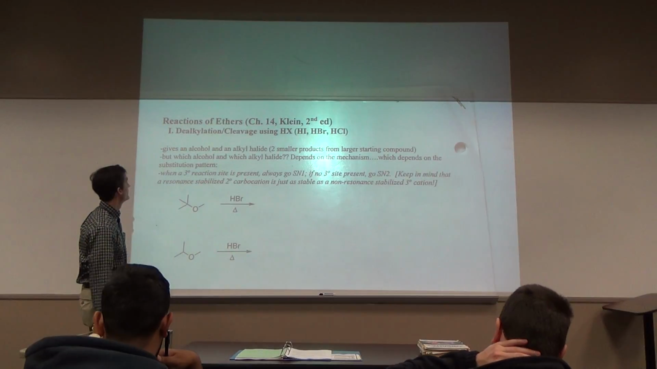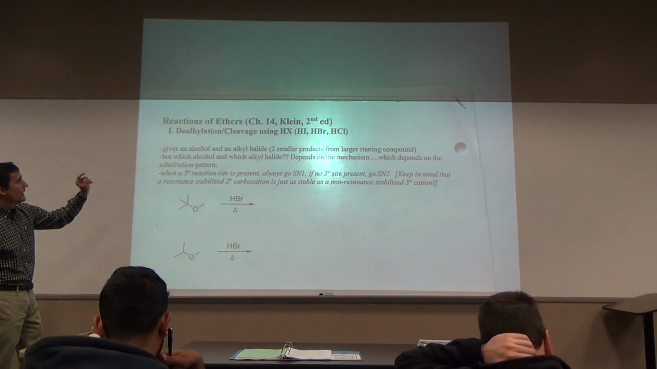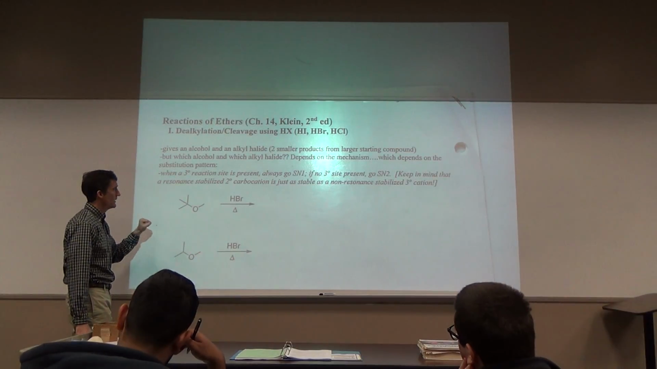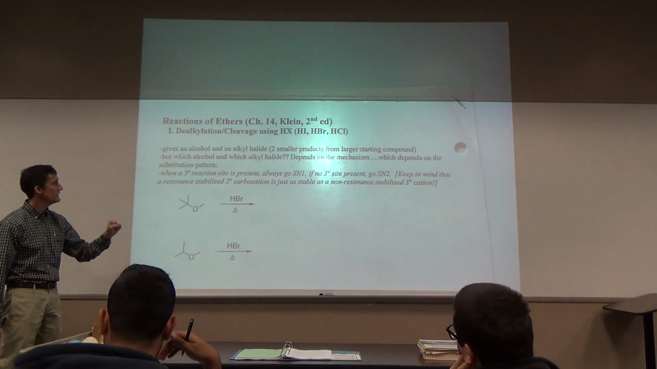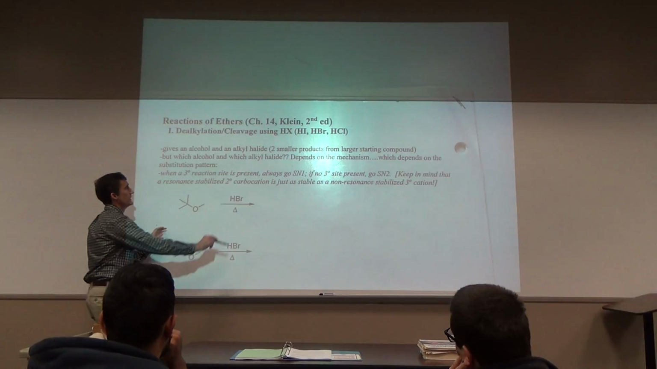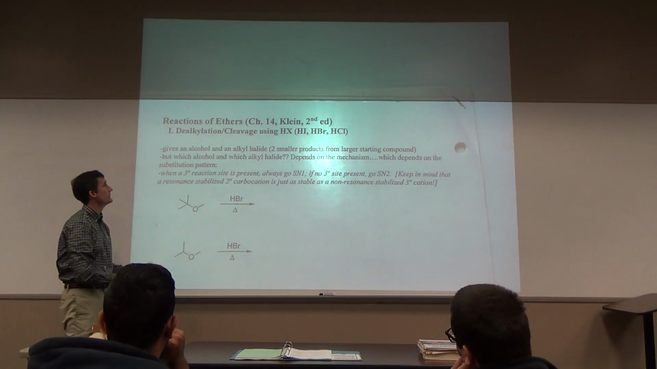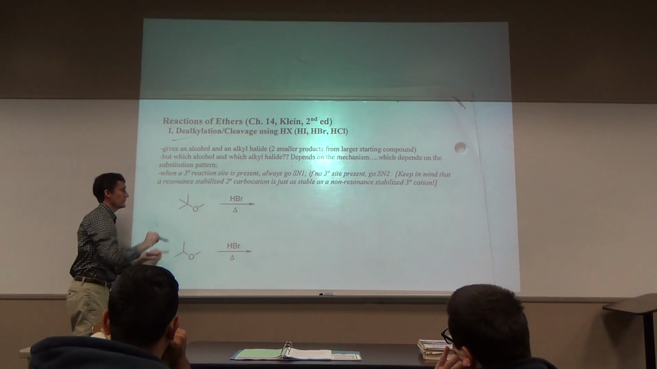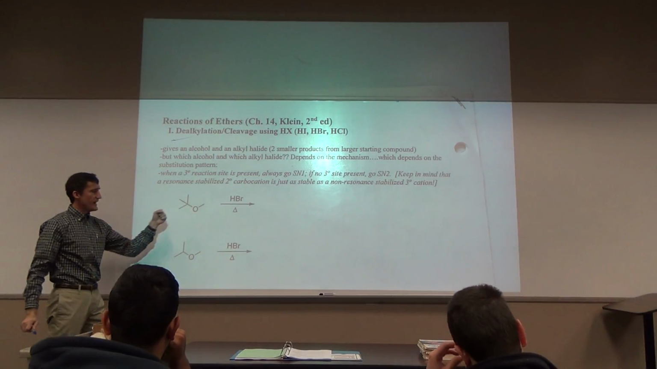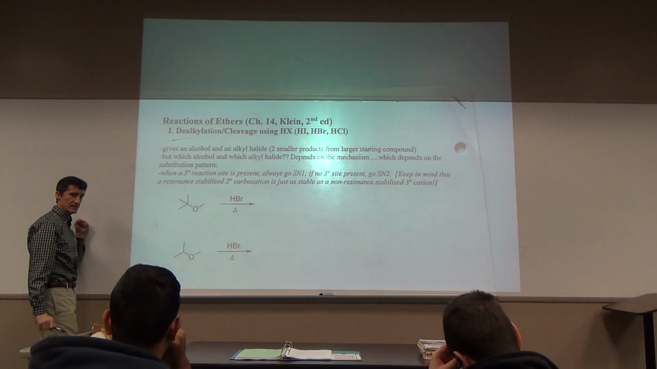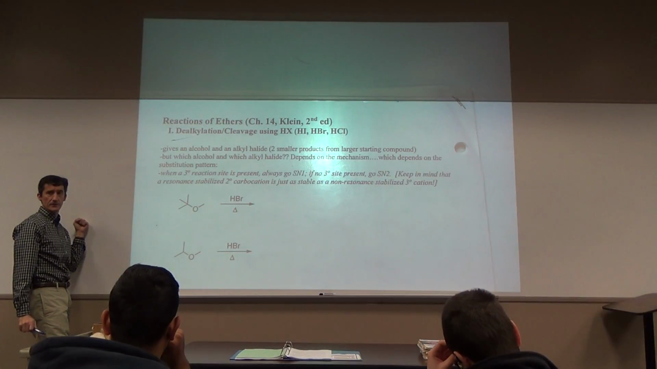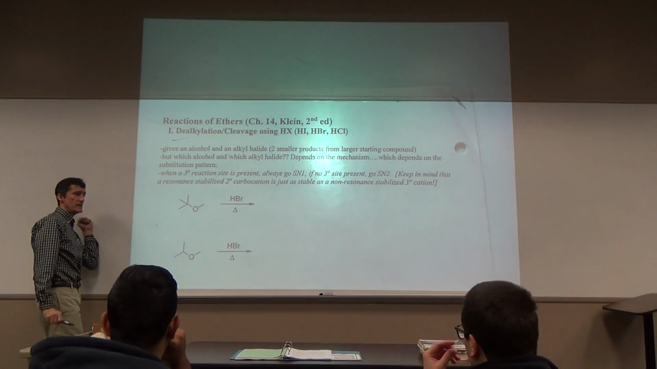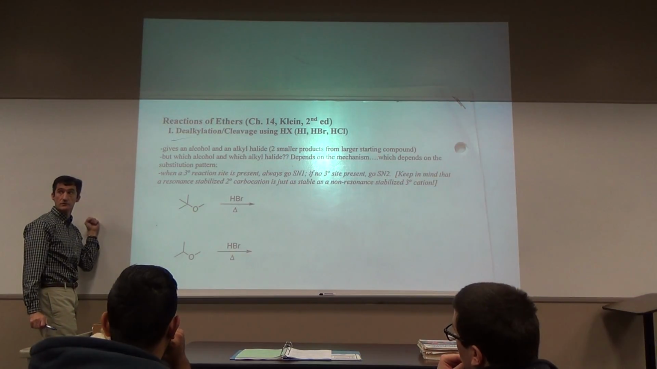First with ethers. Ethers tend to be pretty unreactive. They tend to be end products. The most common reaction to ethers is cleavage. Cleavage of an ether. You can also call it dealkylation, because that's ultimately what we're going to do. We're going to remove an alkyl group. We're actually going back to like the starting materials for the Williamson ether synthesis. We're going to go back to an alcohol and maybe an alkyl halide. Those two starting materials.